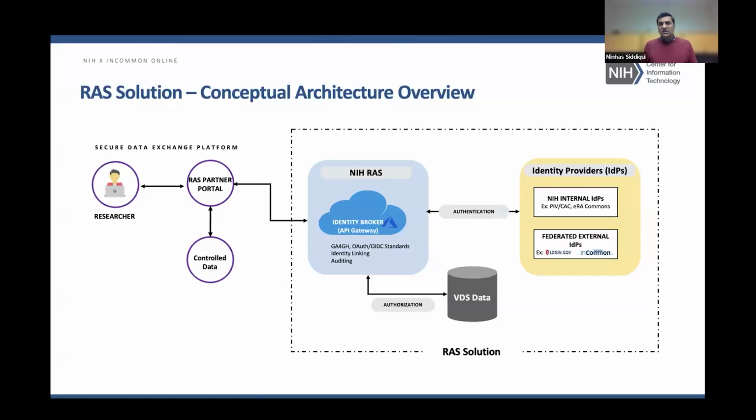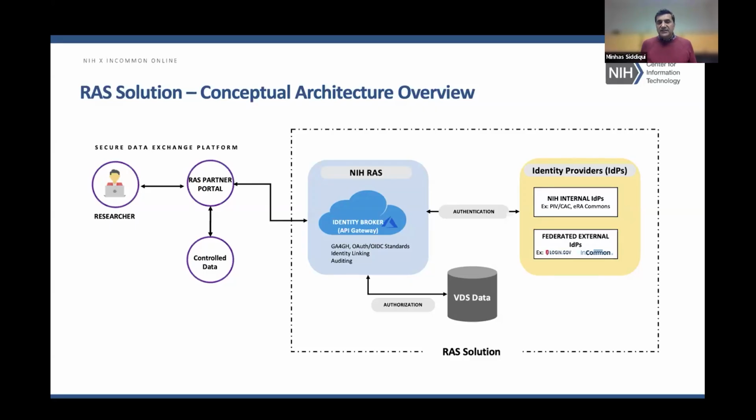So this is a high-level conceptual architecture overview of the RAS solution. Just a quick overview, RAS enables researchers to log in once and then have their appropriate authentication and authorization information travel with them as they move between research platforms and partner systems. It facilitates access to NIH's open and controlled access data assets and repositories in a consistent, secure, and user-friendly manner, as well as providing researchers with a single sign-on experience, reducing the friction of using multiple sets of credentials that impede their research.